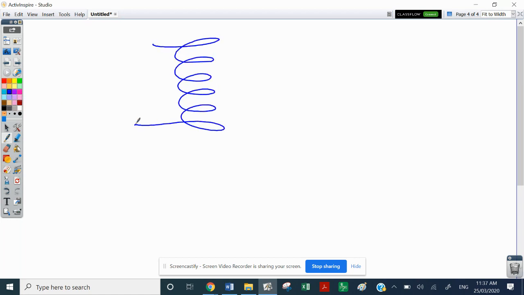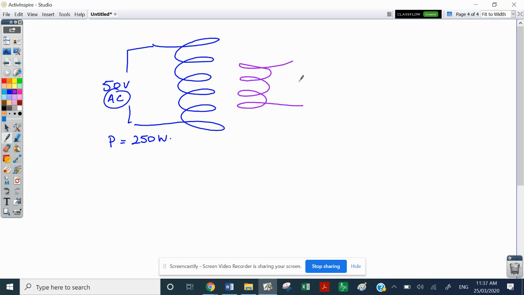So here's our primary coil, and let's make ourselves have 50 volts in there. Once again, it must be AC. And I'm telling you that the power in this coil here is 250 watts. In our secondary coil over here, we want to know what is the voltage in there and what is the current. Okay, so let's have a look.